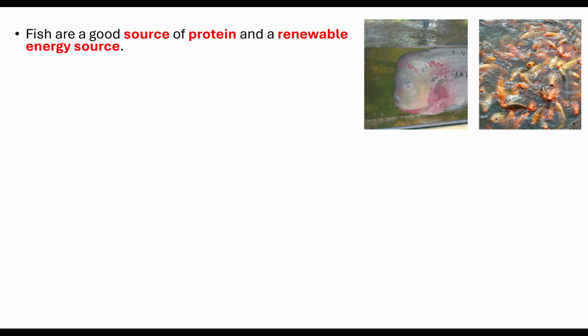Now, the other part of the sustainable food sources that you need to understand is to do with fishing. Now, fish are really good sources of protein and they are a renewable energy source. So therefore, you have to understand that we can go and fish, we can then bring the fish back, we can cook it, we can get really high protein sources in our diet.